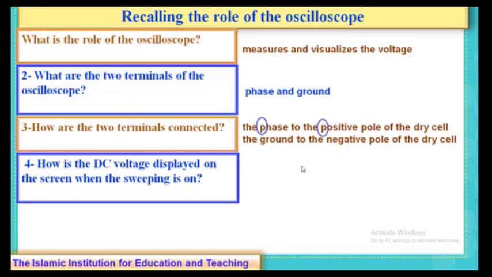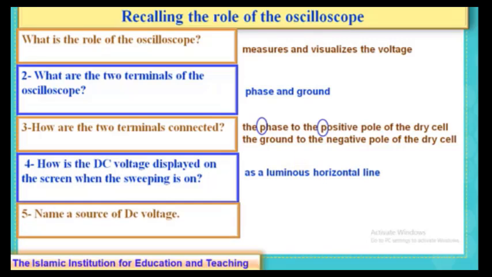How is the DC voltage displayed on the screen when the sweeping is on? As a luminous horizontal line. Name a source of DC voltage. We have, for example, the driselle.